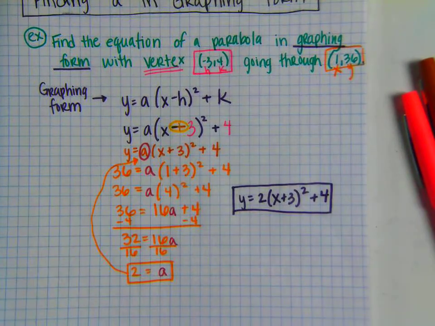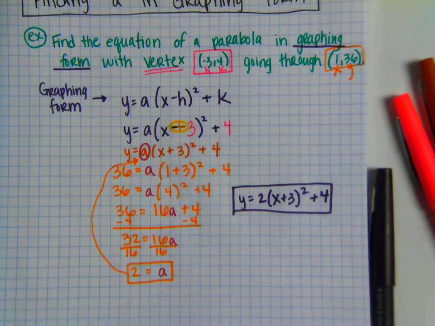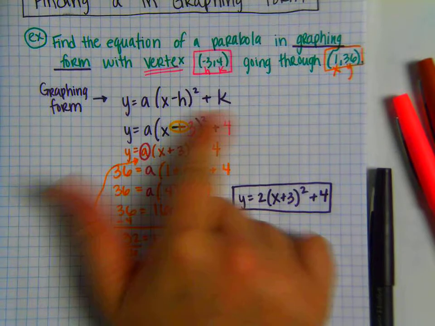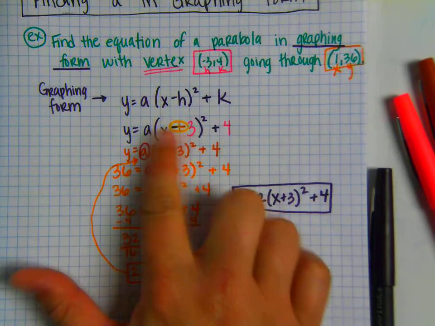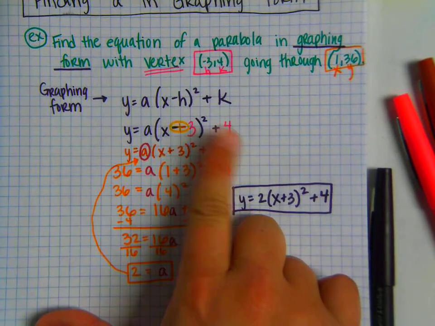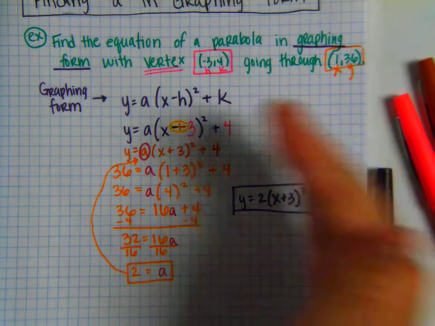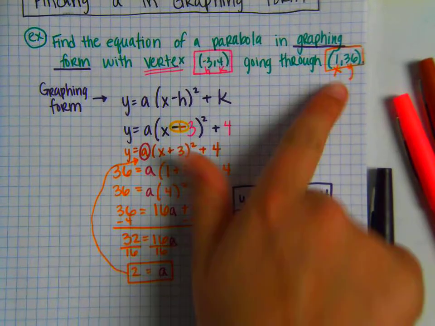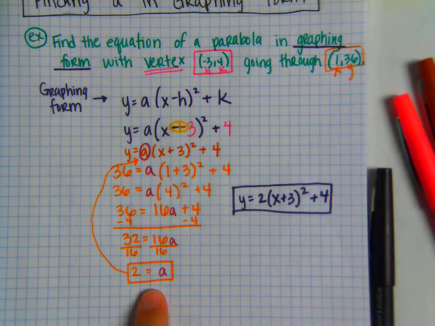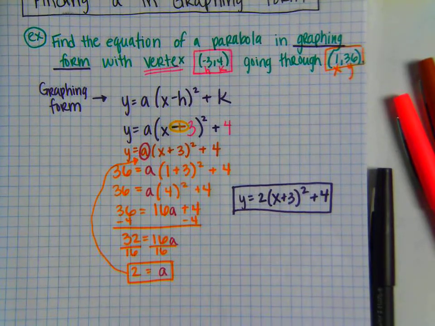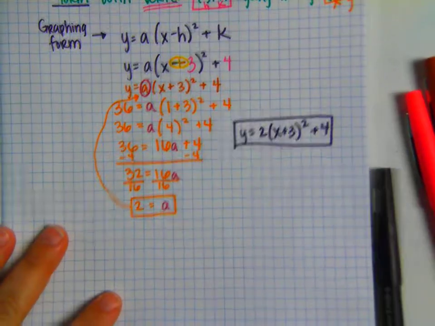Okay, so I'm going to go through the steps really quick. The first step was remembering what graph form was. So that's our standard equation for graphing form. Then we insert in our vertex, -3, 4. We know we still need to find a, so we have to use our other point to plug in. We solve for a, find a, and then rewrite it. Okay. Now I'm going to have you do an example.